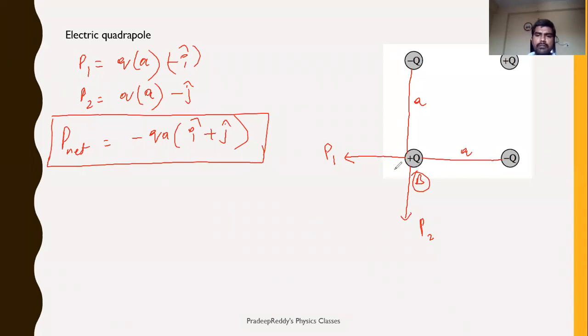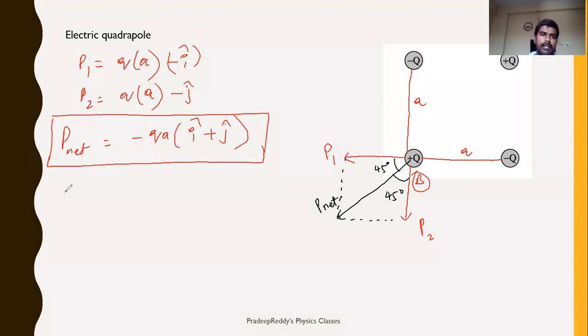And what about the direction of these two vectors? Simply form one parallelogram law. This will be the resultant vector. This is P net. Obviously, this total angle is 90, so then it will be 45 degrees. This also 45 degrees. You can take any axis, either x-axis or y-axis as the reference. So net dipole moment will be making an angle of 45 degrees with respect to x or y-axis. This is P net.